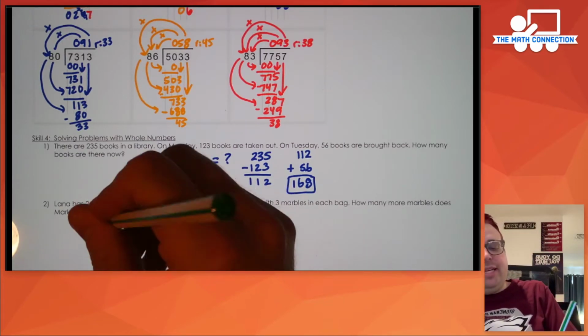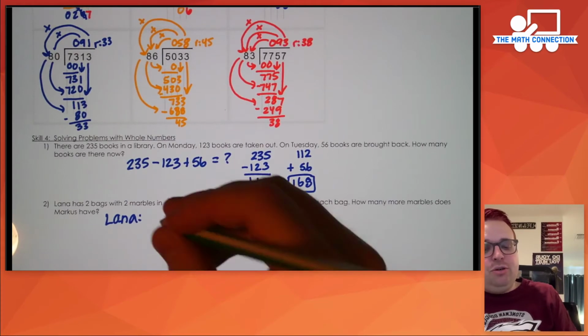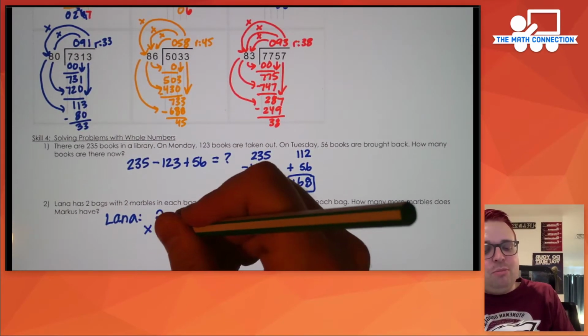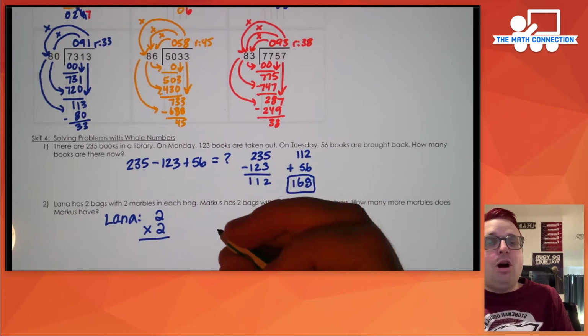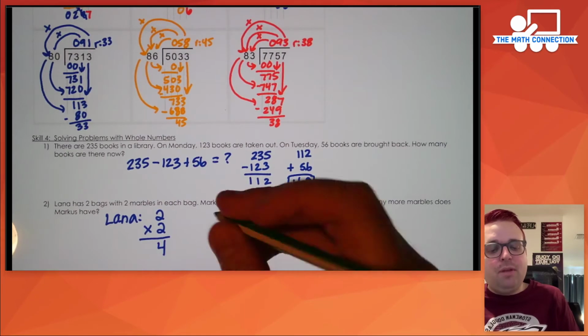So first we need to talk about Lana, and she has 2 bags. So that's 2 bags, and in each bag there are 2 marbles each. So how many marbles does she have all together? It would be 2 times 2, which gives me 4.